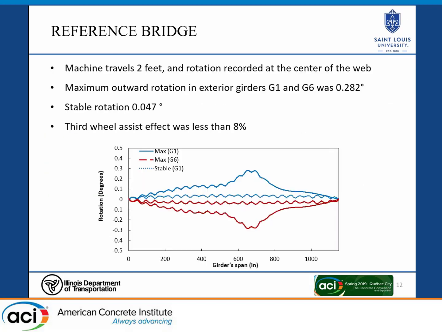We found then our stable rotation, these lines here, was about 0.0447 degrees, and the stable is when you remove the SCREED machine and all that's left is the concrete loading. So this is the rotation that stays within the bridge. And then we tested the third wheel assist with 6 wheels on both rails to see if there was a major difference, but it only had an 8% effect on it, so we considered this insignificant, and we just kept 4 wheels on the rails for every other skewed bridge.